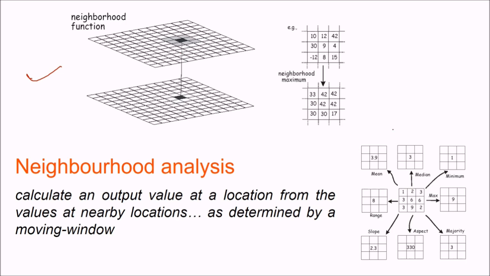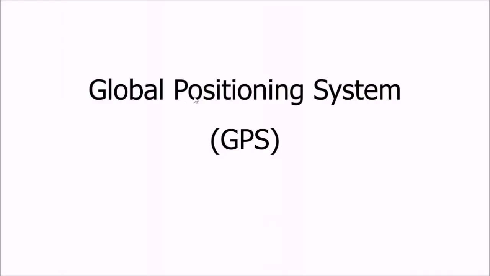We can calculate an output value at a location from the values at nearby locations. You can use some moving window, or you can use range, mean, median, minimum, maximum, majority, aspect, slope. All these you can use for neighborhood analysis. For example, this is your input, say, pixel values. Then you can apply the neighborhood maximum, and this will be your final region. This is how you find out the neighborhood analysis.